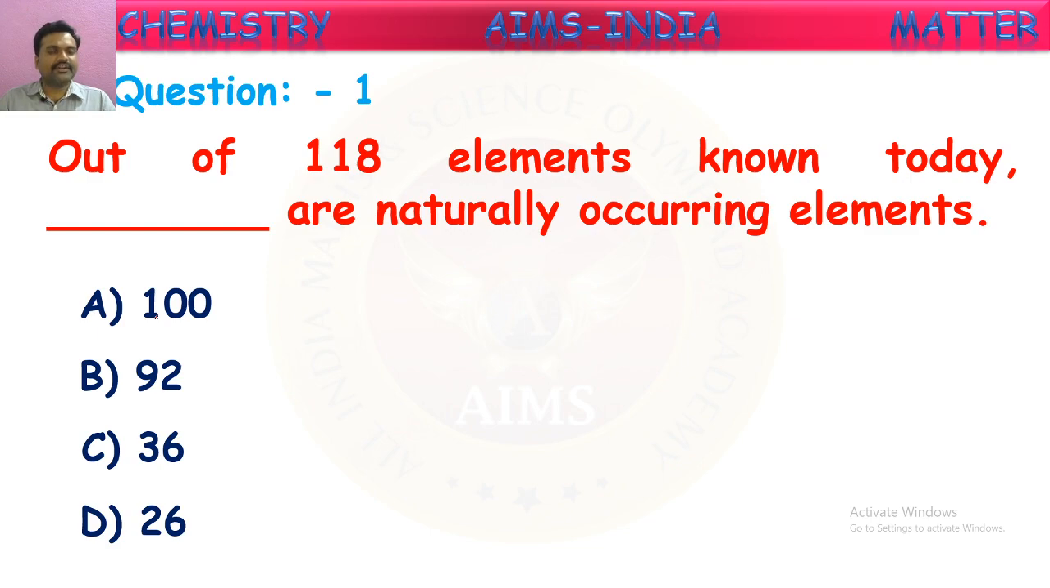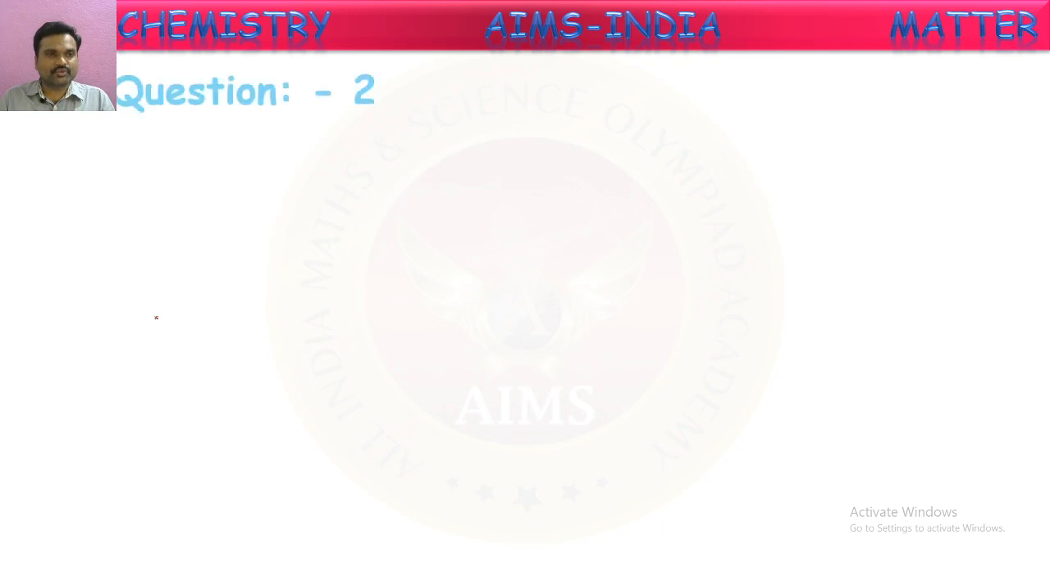Yes, good. It is 92. 92 elements are naturally occurring out of these 118. The remaining elements are synthetic or man-made elements. They are prepared from already existing elements by some chemical nuclear reactions, we say. Okay, anyhow, 92 are naturally occurring. Right, next question.